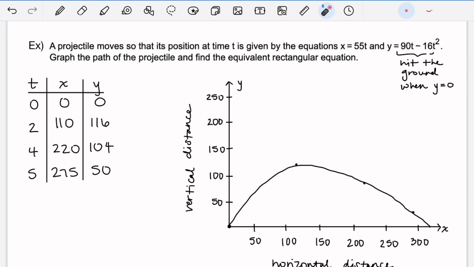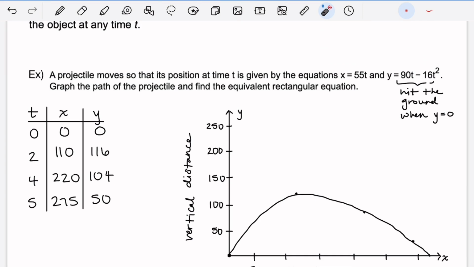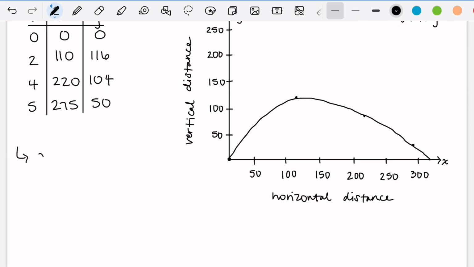All right, and then the last part of this question, we want to find the equivalent rectangular equation. So we know we can do that by eliminating our parameter t. Looking at our two parametric equations, it'll be easier to write t in terms of x here. All we have to do is divide by 55 on both sides. So we'll get that t is equal to x over 55.